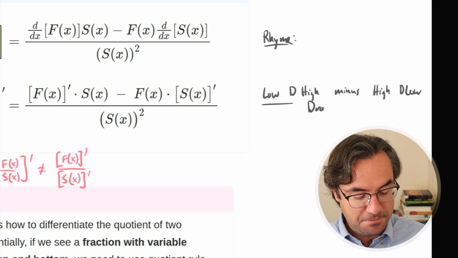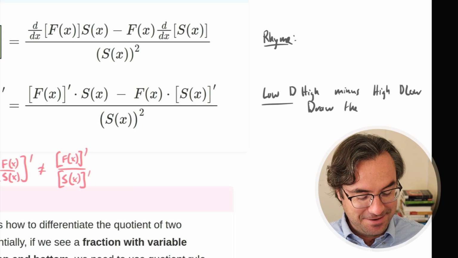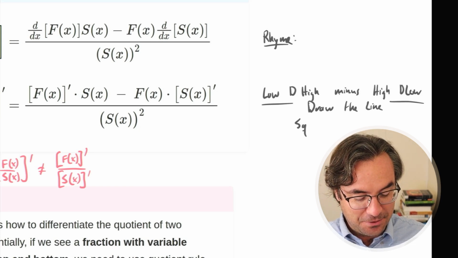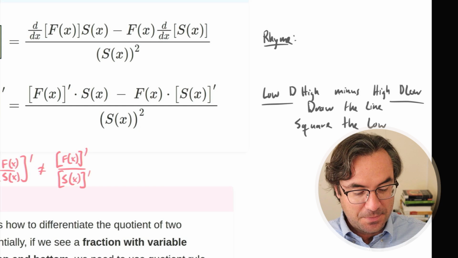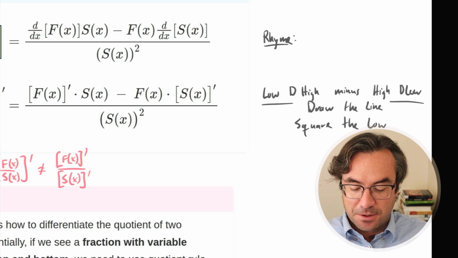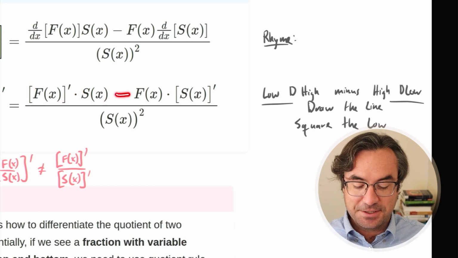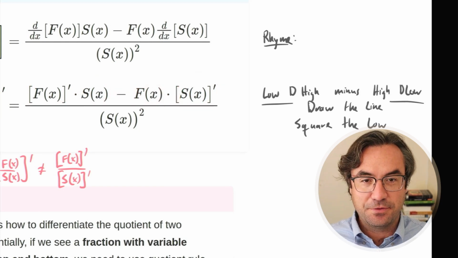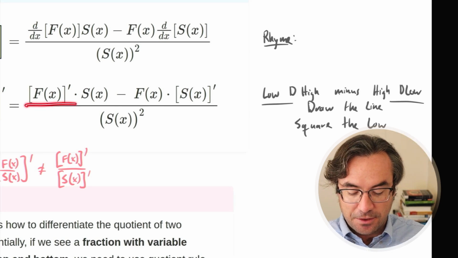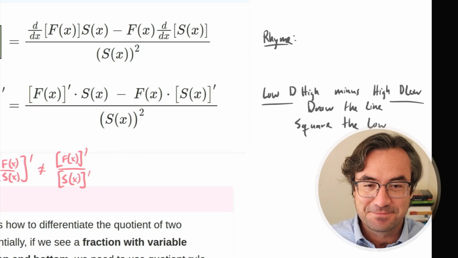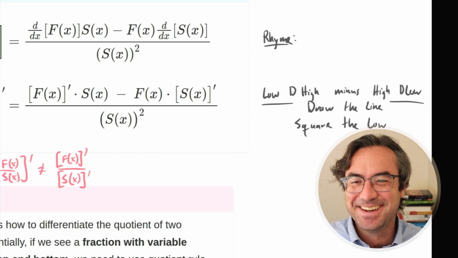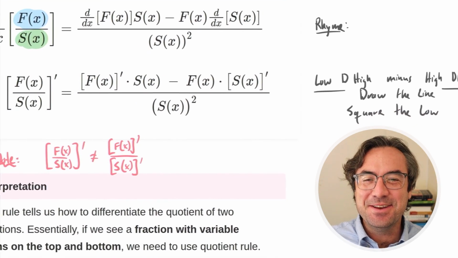You draw the line. I'm butchering it here. And you square the low. So low d high minus high d low, derivative of the low function. You draw the line and you square the low. All right, so maybe that helps.